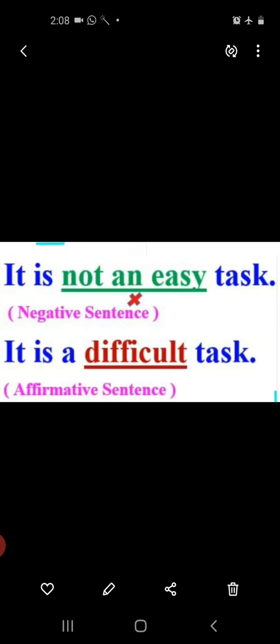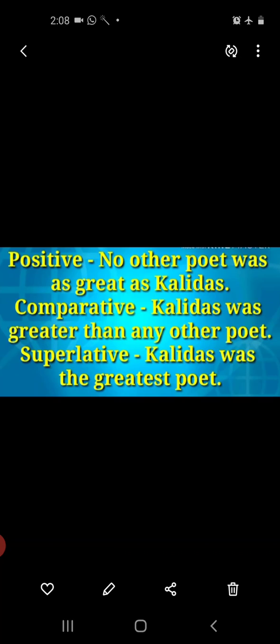So, we have transformed the negative to affirmative without changing the meaning. Okay. Now, guys, the next rule is we transform affirmative to negative by changing the degrees of comparison.